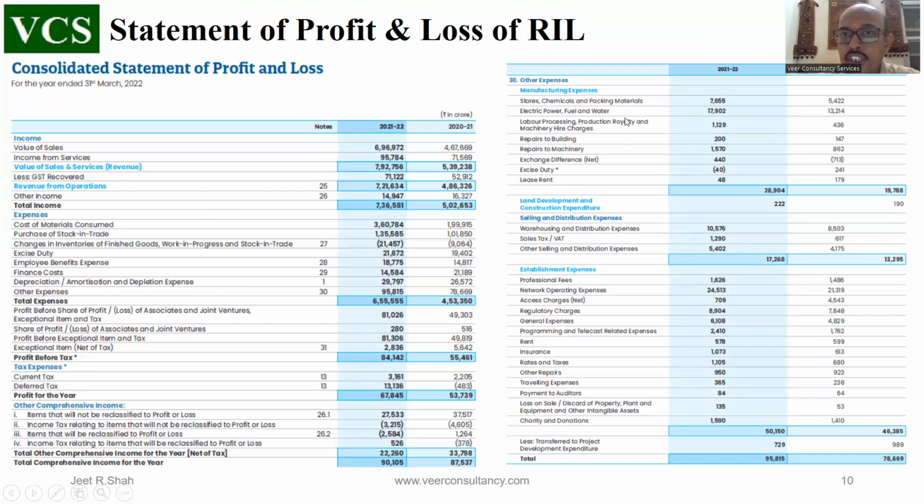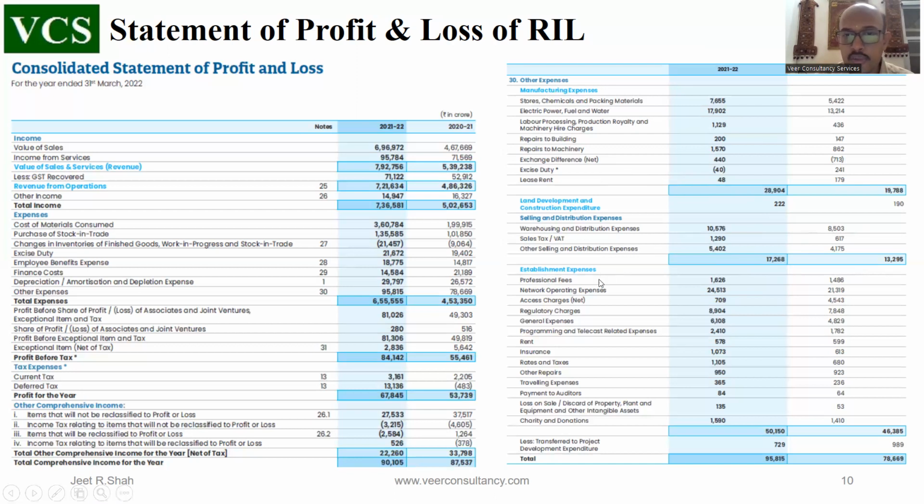You can see that the manufacturing expenses, again, there are so many heads which add up to this much amount. Then land development expenditure is given to us. Then we also have selling and distribution expenses, which is 17,868 crores. It went from 13,000 to 17,000 crores. This continuous comparison of this year with the last year is critical, which we'll be learning more in the class.